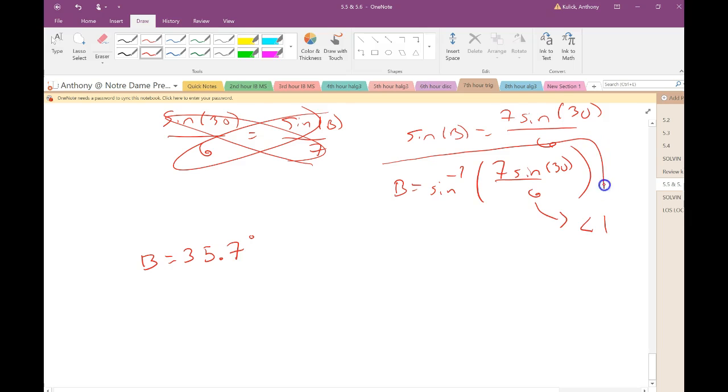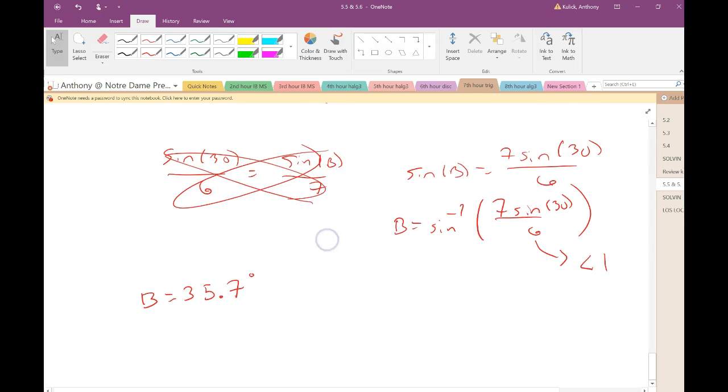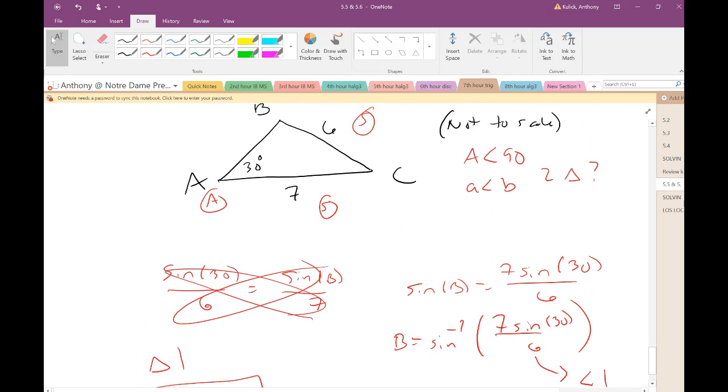Yes, so I just typed that into my calculator. Yep. That's exactly how I got that. So that's for triangle 1. That's the value for B. Let's find the other values in triangle 1, and then we'll move on and find the stuff for triangle 2. Okay?